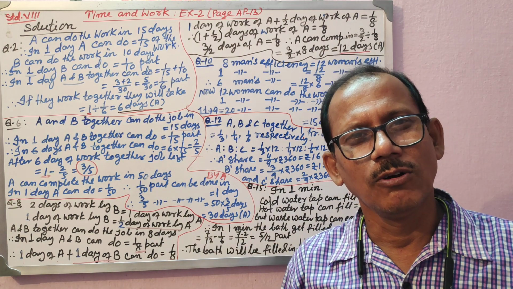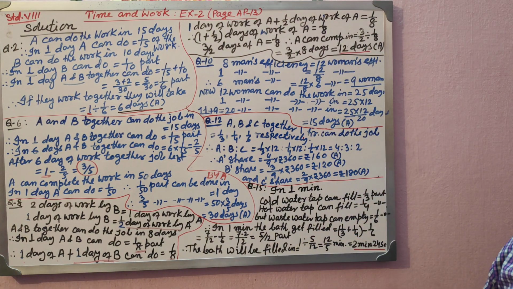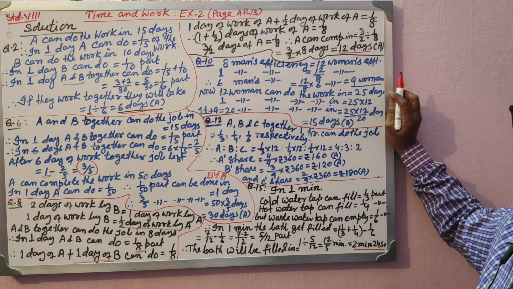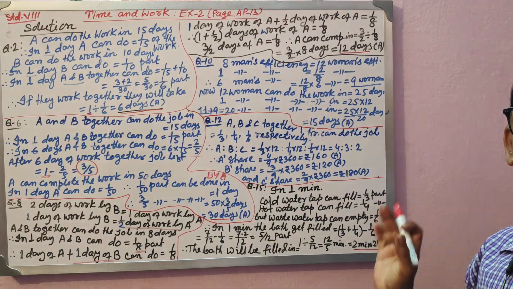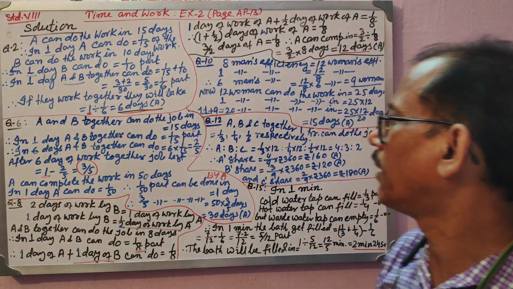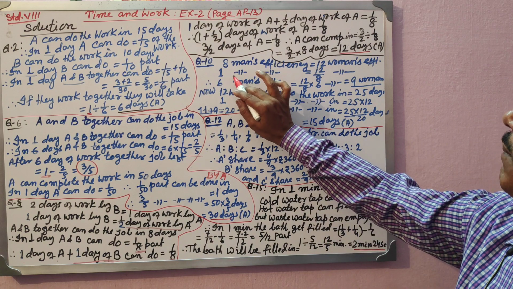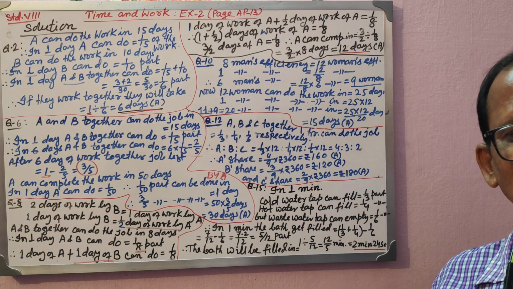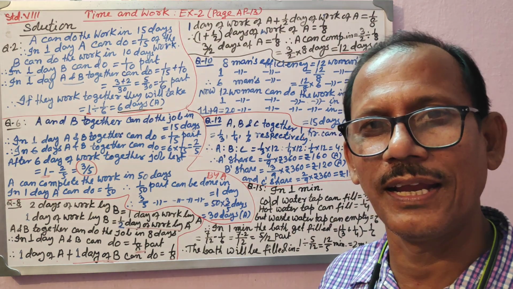I will do it in a little tricky way with the efficiencies. 8 man's efficiency is equal to 12 woman's efficiency. I will make man or woman equal, then I will add the numbers at last. So I have to find out 6 man's efficiency, because 6 men and 11 women have to do the work.